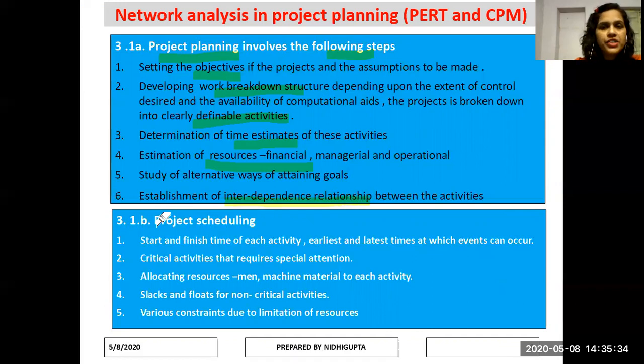Now, if I talk about project scheduling, it has the start and finish time of each activity, the earliest and latest time at which an event can occur, critical activities that require special attention, allocating resources, men, machine, and material to each activity, and slack and float for non-critical activities which are not very important. So slacks are the time which is given that we can use for refreshment. We have some extra time, we can use it. That time is called slack and float. Various constraints due to limitation of resources.